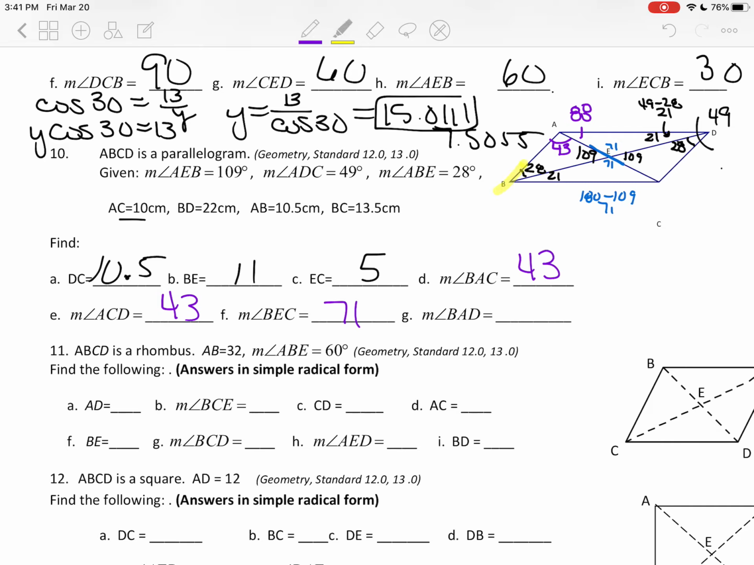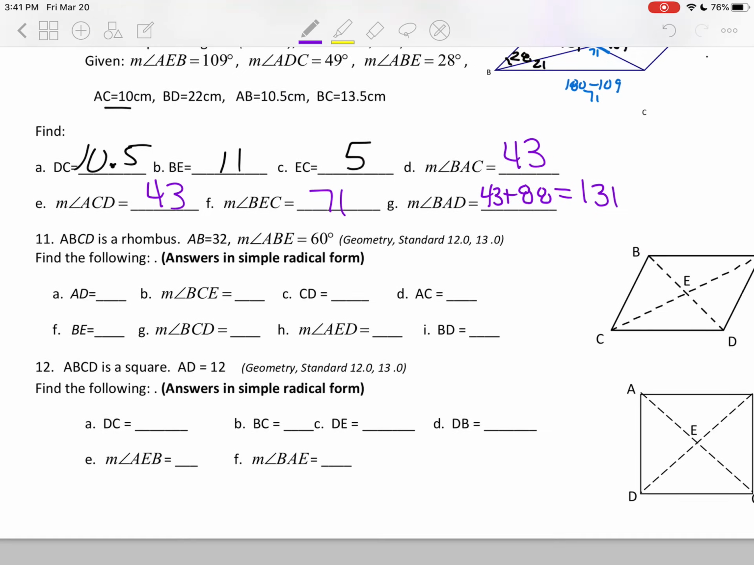And BAD. BAD is the big one. So I'm going to add those two angles together. So this one's going to be the 43 plus the 88. And that's 131. Okay. All right, that's the parallelogram.